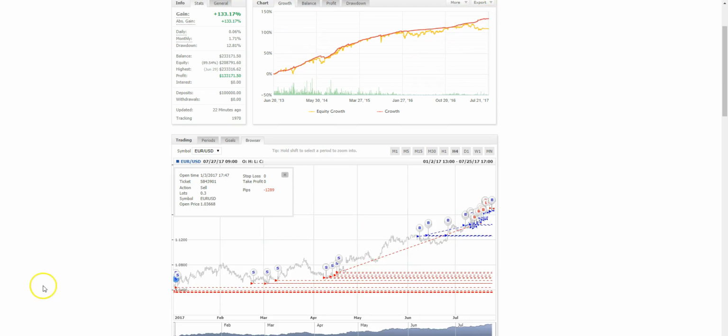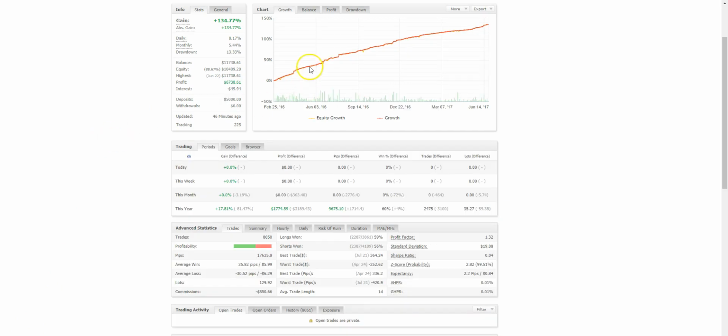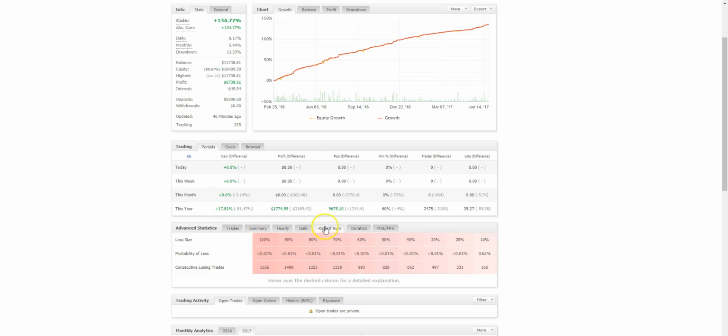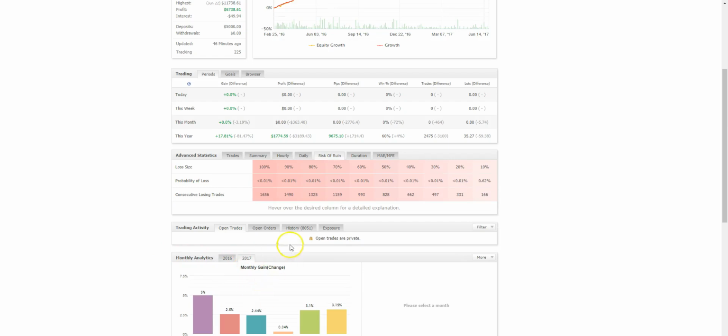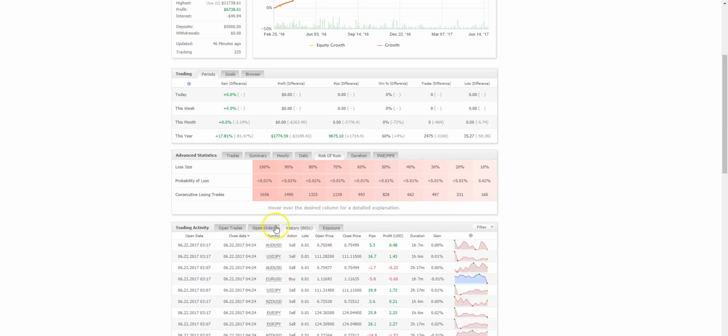Now, here's another one that I'm going to show that I think is pretty good. Okay, so this is another trader here. This is February 25th, 2016. Now again, drawdown is only at 13%. This seems to be pretty active, but it looks like all of July of this month they have not been active. $5,000 deposit, no withdrawals, and you can see that the risk of ruin is pretty good. You can see that the open trades unfortunately are private, but you can see the history here.